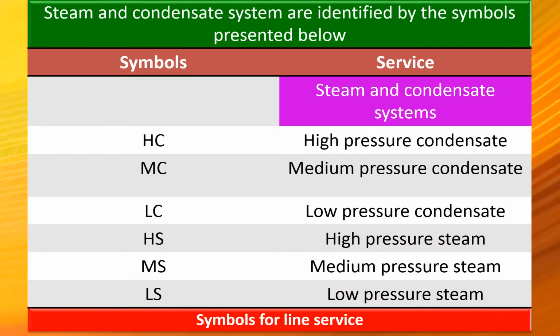Steam and condensate systems are identified by the symbols presented below. HC, high pressure condensate, MC, medium pressure condensate, LC, low pressure condensate, HS, high pressure steam, MS, medium pressure steam, LS, low pressure steam.